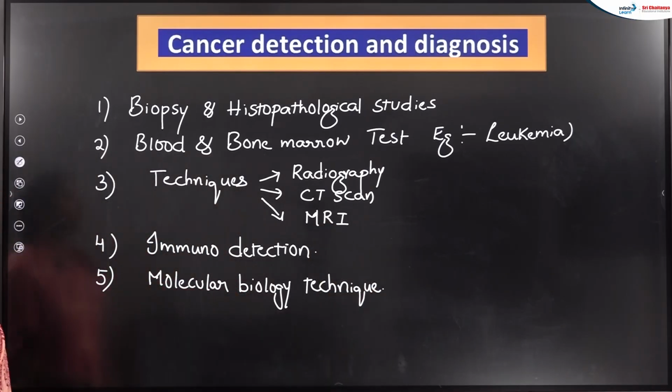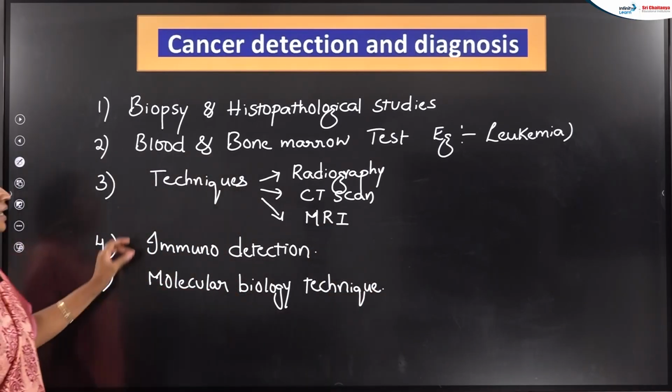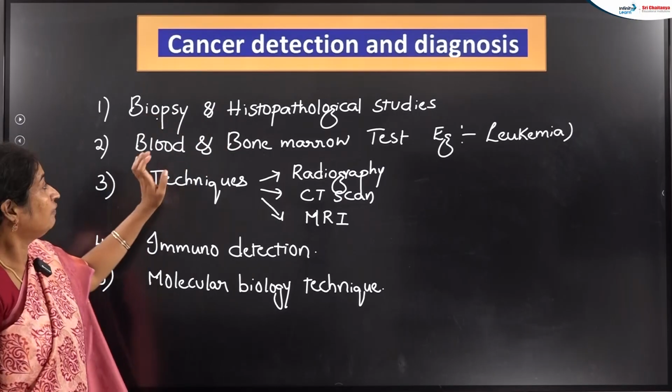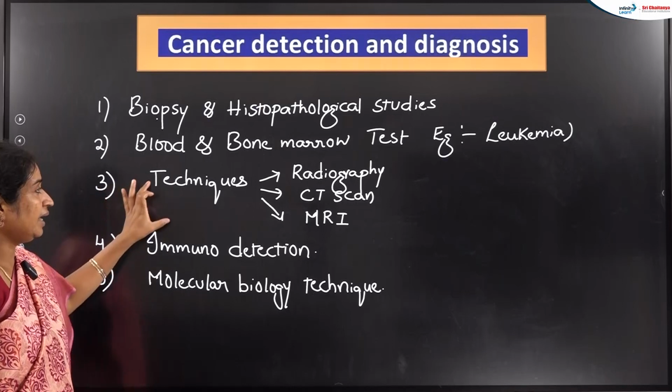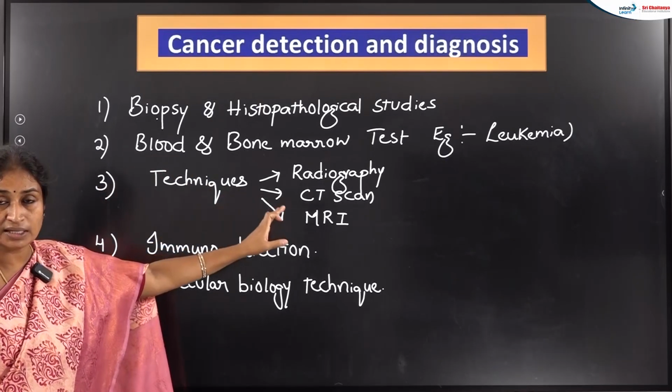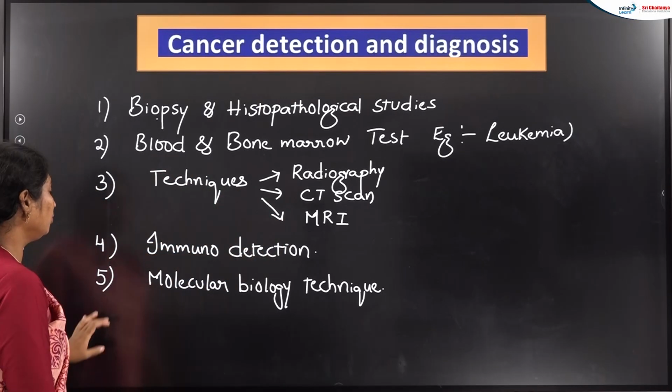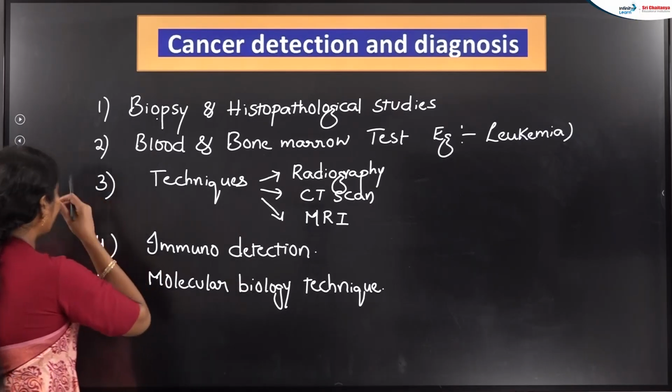Biopsy as well as histopathological studies are used for tissues, whereas blood and bone marrow tests are used especially for leukemia. Next, techniques like radiography, CT scan as well as MRI. Next, immunodetection as well as molecular biology techniques.